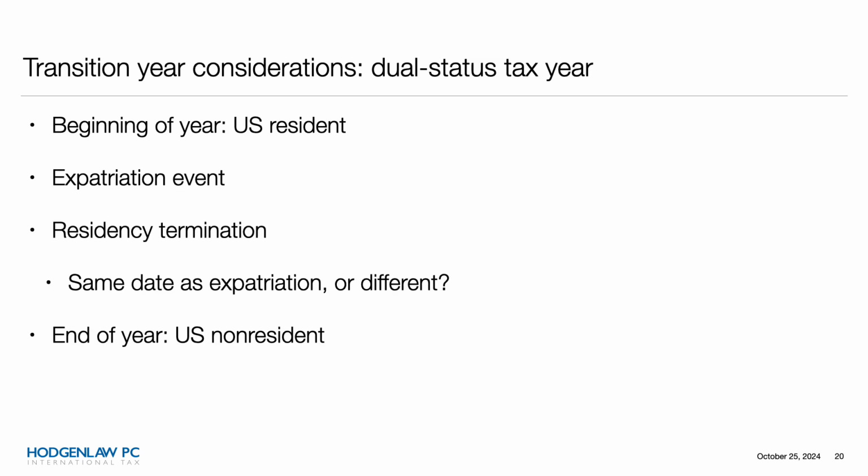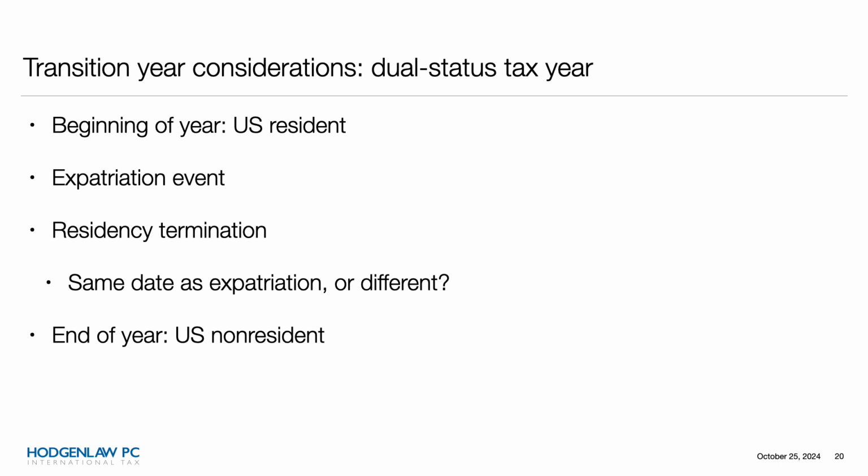What we're dealing with here is a transition year. Usually it's going to be a dual status tax year. Part of the year you're a resident, you have an expatriation event, you also have a termination of your U.S. resident status, which is separate from your expatriation event. It could end up being the same day, or it might be a different day, and we'll talk about those rules. Then at the end of the year, you're a non-resident.